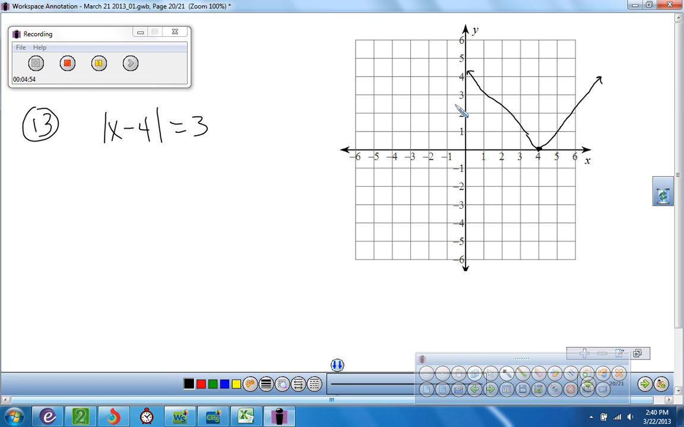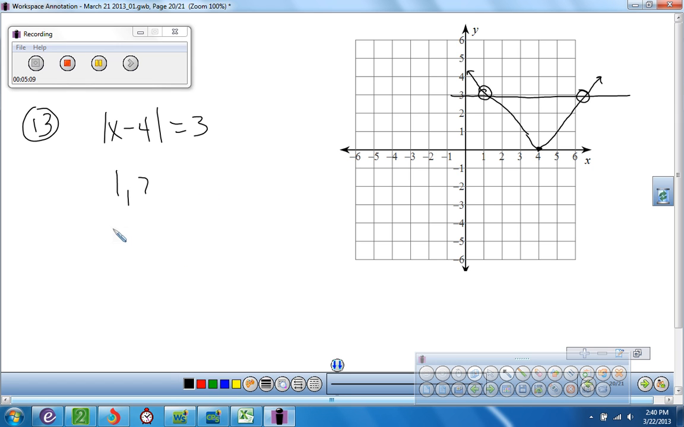And then what we do is whatever it's equal to, we'll draw a line across it. Wherever they intersect are answers to this. So 1, and it's hard to see on this, but it'll be easier to see on your graph. 1 and 7 would be our answers for this.